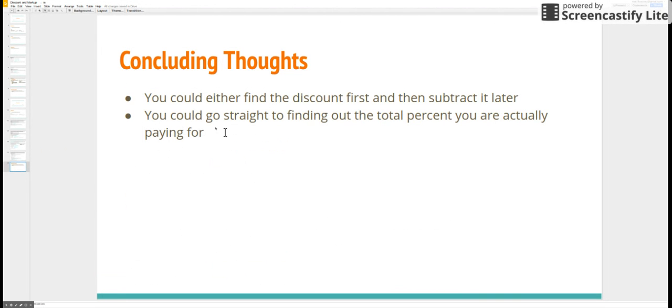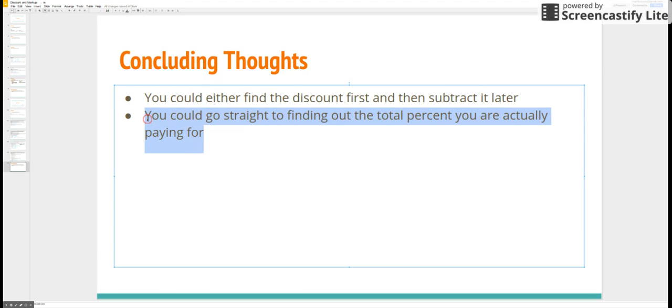So some concluding thoughts here. You could either find the discount first and then subtract later, or you could just go straight to finding out the total percent you are actually paying for. This was what was shown in the very last example.